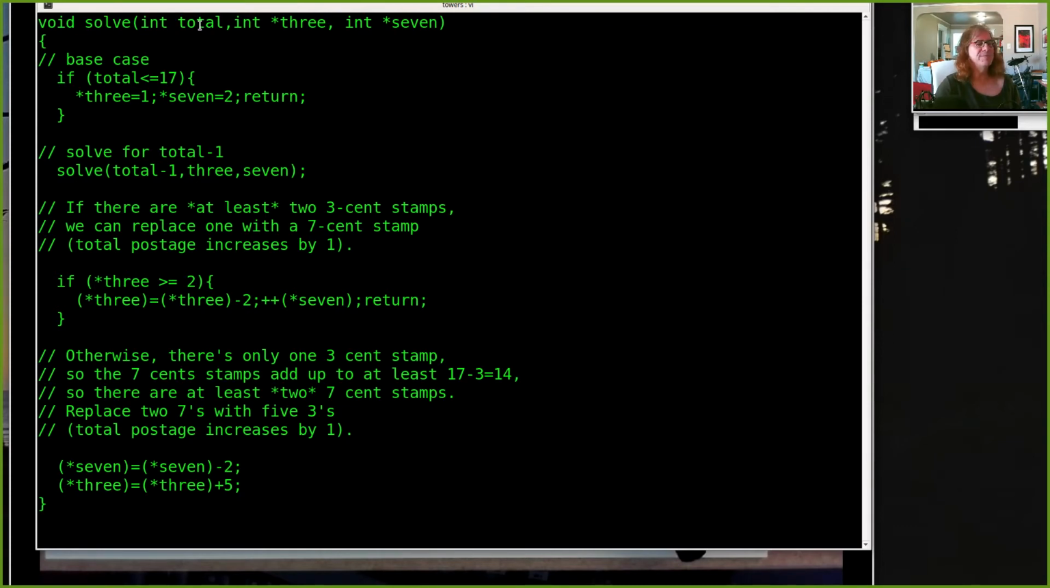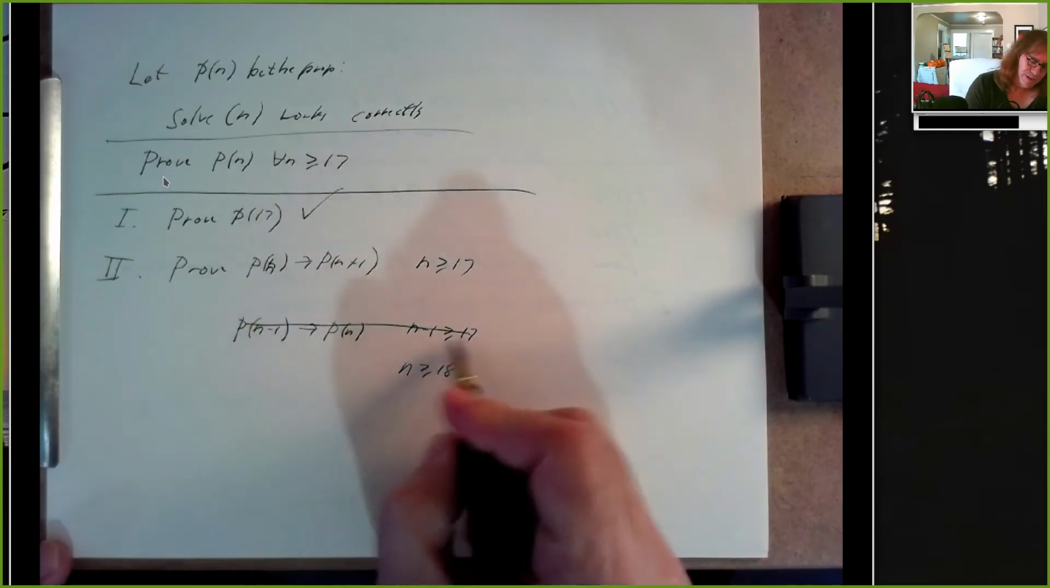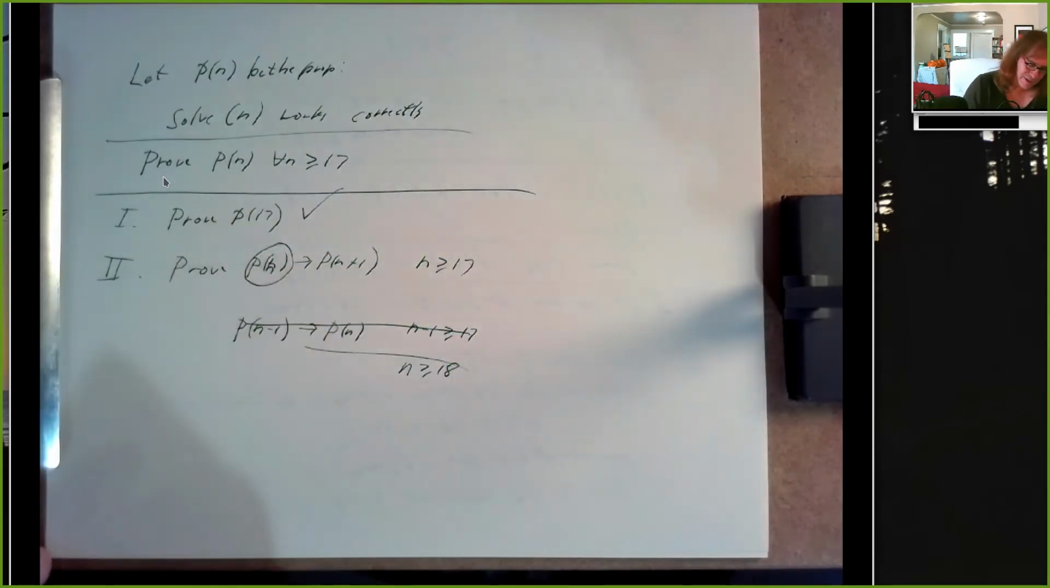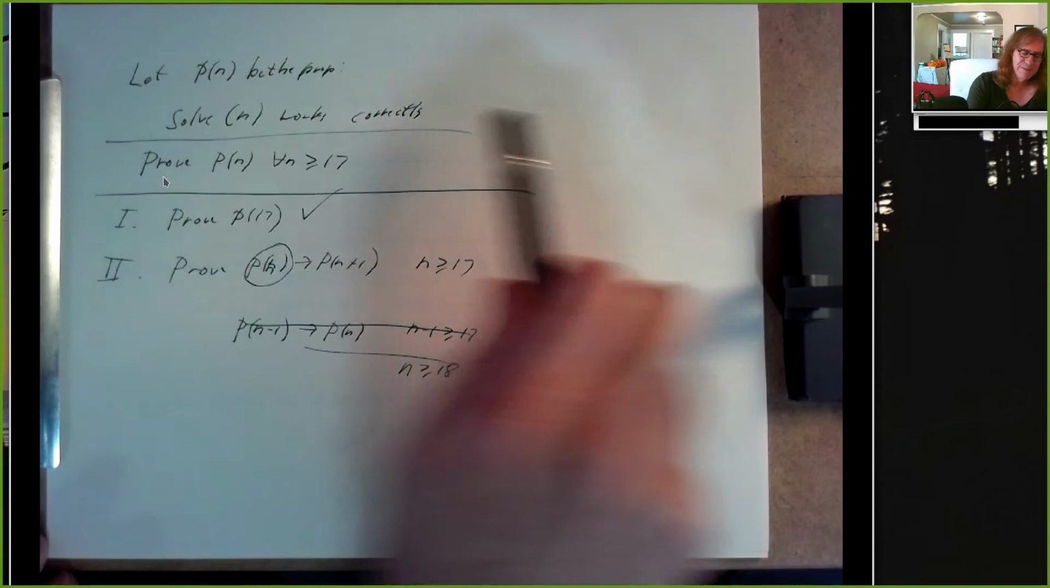Well, if I pass in some value of n plus 1 here for total, and suppose it's bigger than 17, so this if statement never fires. Well, first thing it's going to do is call the same function for total minus 1. Well, if total is n plus 1, then calling this for total minus 1, that's calling it for n. And our inductive hypothesis is that P of n is true. Our solve function works for n.